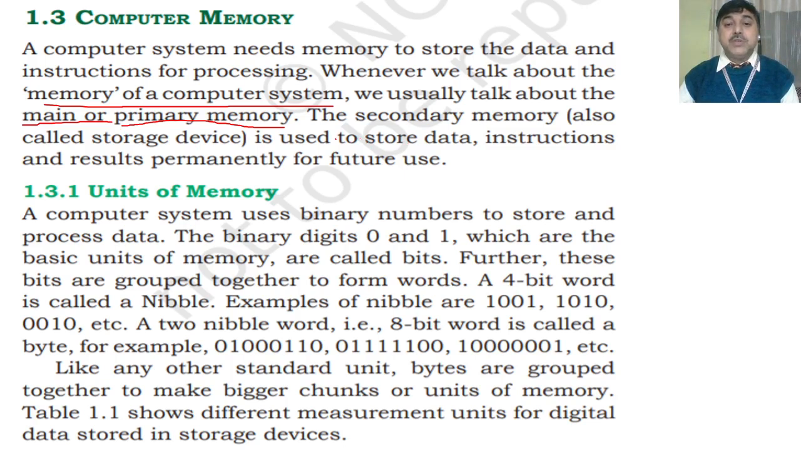And secondary memory means what? As I have said, secondary memory is that section where we store the data. It is also called a storage device. Different types of storage devices store the data, instructions and results permanently for future use. The data that are stored are each used in a particular way.